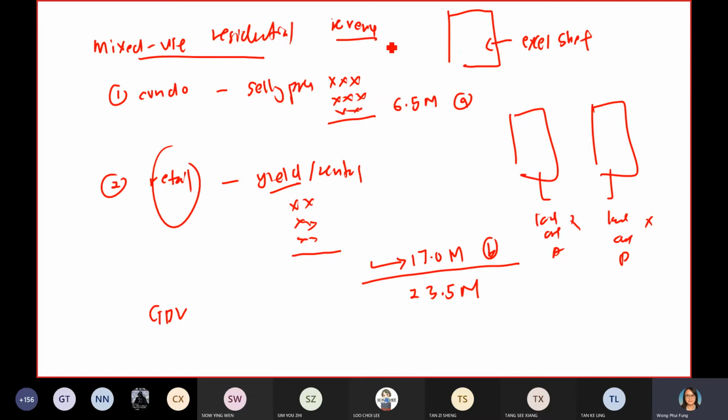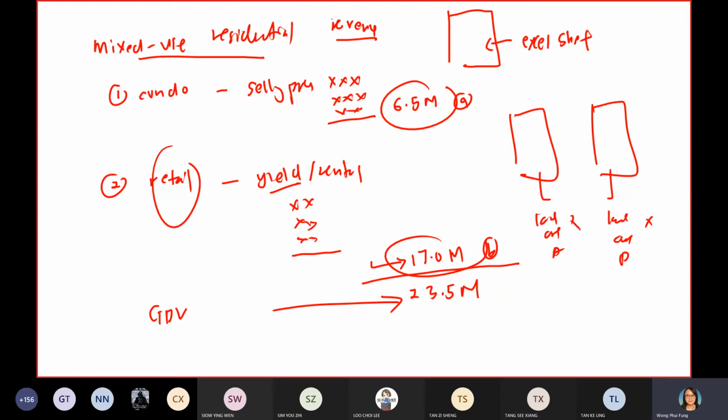At the revenue part, you calculate the condo, everything, you get 6.5. Then second part, you calculate the retail, everything, you get 17, right? You sum up these 1 and 2, this will be your total GDV that you are going to get for your mixed use residential. That's it only. Okay?